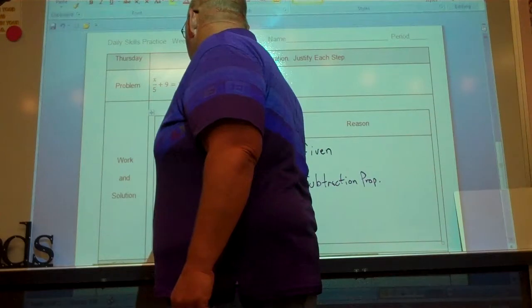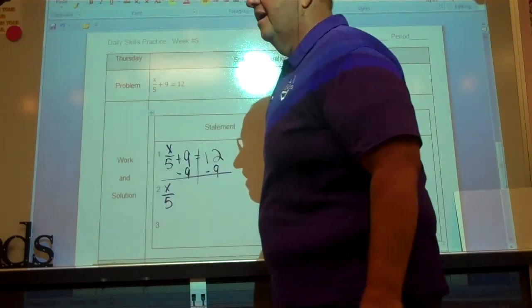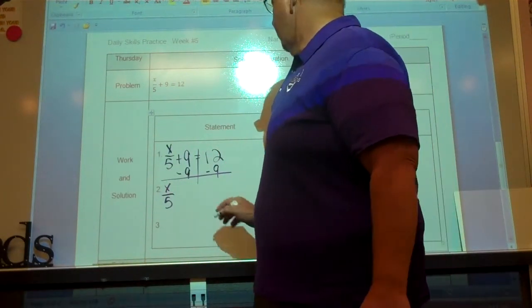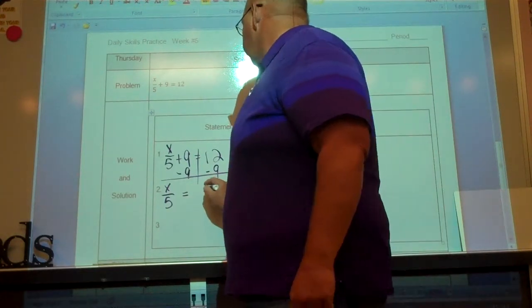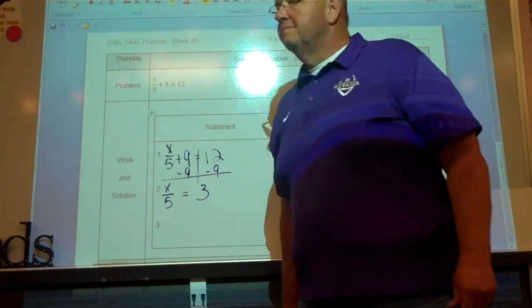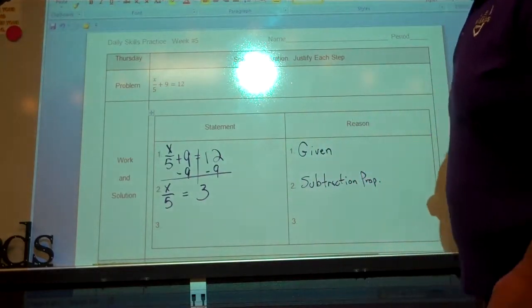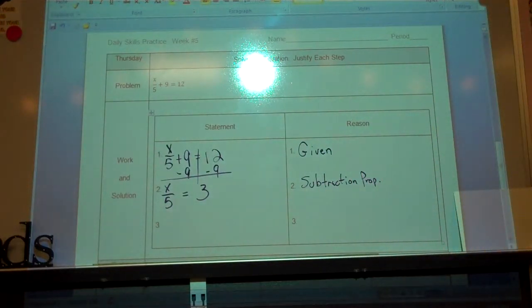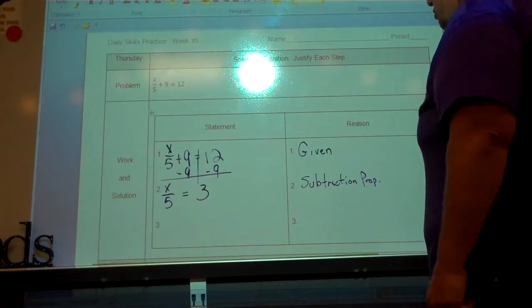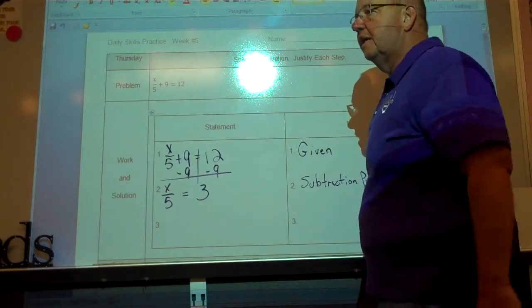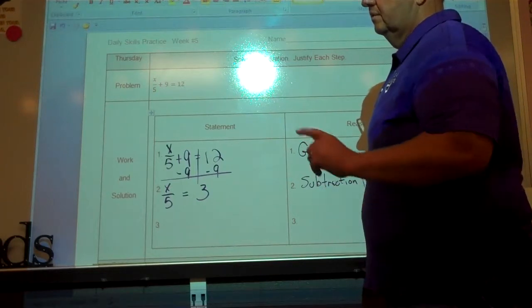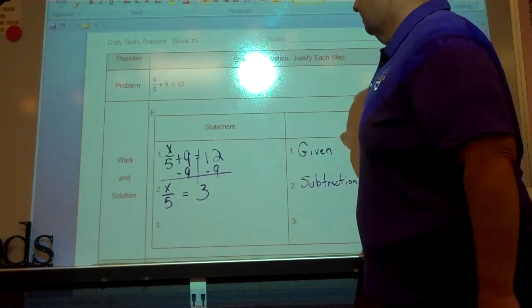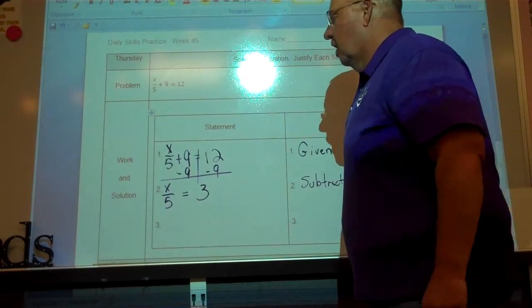So once we do that, what are we left with? X over 5, right? The 9's cancel out, equals what? What's 12 minus 9? 3. Okay, so after the subtraction property, we're left with x over 5 equals 3. Now, what's the next step, the final step, before we solve? Damon? Now we gotta get rid of the 5 that's below the x. Okay, so how do we do that?